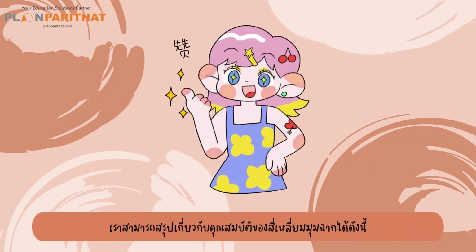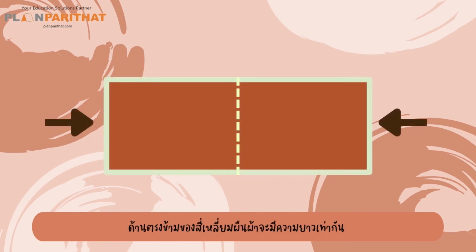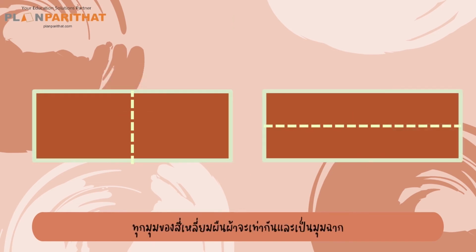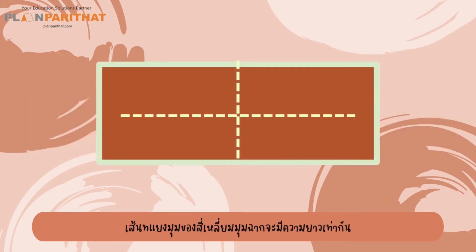So, we can now conclude that the opposite sides of a rectangle are the same length. The opposite sides of a rectangle are also parallel lines. All corners of a rectangle are equal, are right angles, and are 90 degrees. The diagonals of a rectangle have the same length.